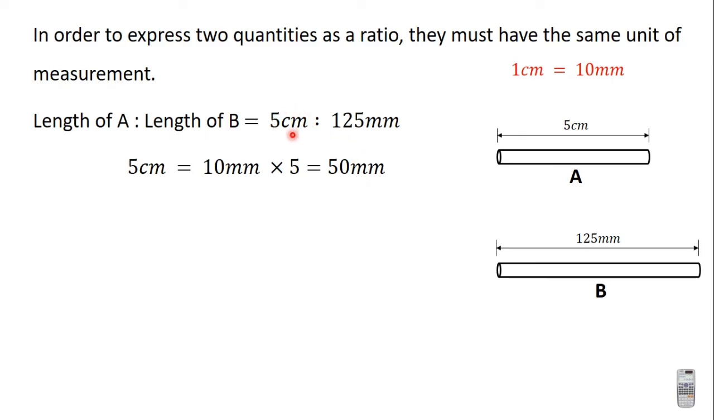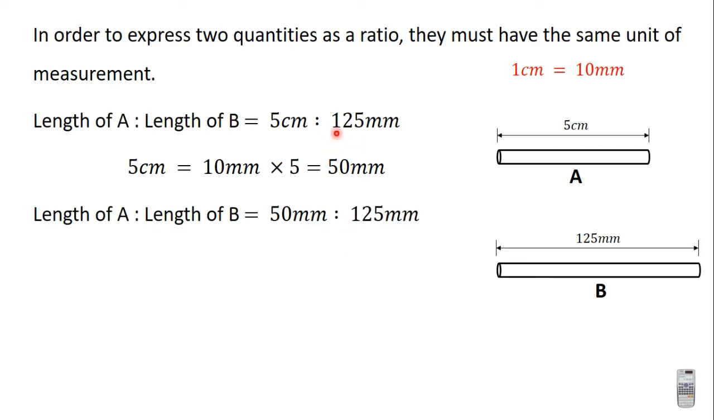Now we can replace this 5 centimeters here with the 50 millimeters. So the ratio of the length of pipe A to the length of pipe B is now, instead of 5 centimeters, we have 50 millimeters is to 125 millimeters. Now these two quantities have the same units, so we can express it in the form of a fraction. Then we cancel out the common factors to get our ratio in its simplest form.